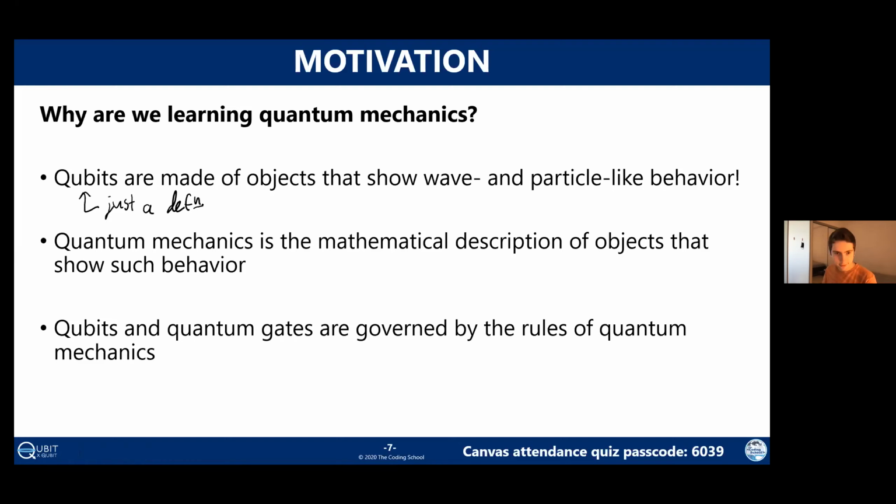Okay, what about the second point? The second point is the one that we're going to focus on here. Quantum mechanics is the mathematical description of objects that show such behavior. And the key question we're going to ask is, why is this the case? When we think about the mathematical description, quantum mechanics, we think about things like superposition. The whole reason we introduced all these vectors and matrices was so that we could have superposition. That's the fundamental piece of quantum mechanics. But why should wave-particle duality, this wave and particle-like behavior that we talked about, lead to superposition and quantum mechanics in the first place?